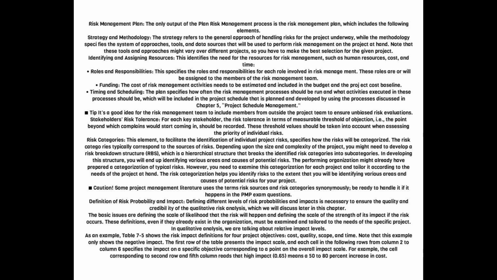Risk categories. This element, to facilitate the identification of individual project risks, specifies how the risks will be categorized. The risk categories typically correspond to the sources of risks. Depending upon the size and complexity of the project, you might need to develop a risk breakdown structure, RBS, which is a hierarchical structure that breaks the identified risk categories into subcategories. In developing this structure, you will end up identifying various areas and causes of potential risks.